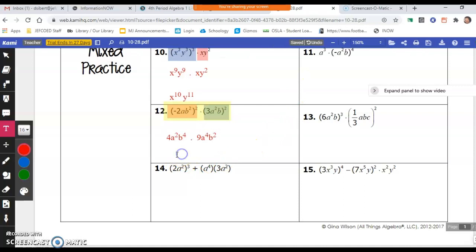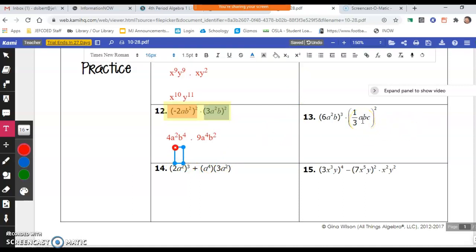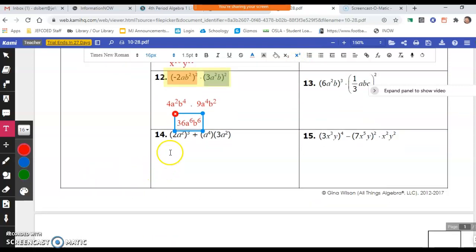Okay? All right, coming right down below that. Now it's just the product rule. What does the product rule tell me about the coefficients, the 4 and the 9? We simply just multiply those together. So we got 36. A to the 6th. Good. B to the 6th. Everybody good there? All right, let's quickly look at 14.